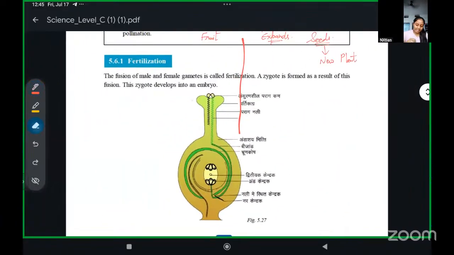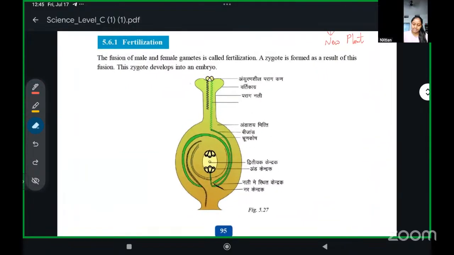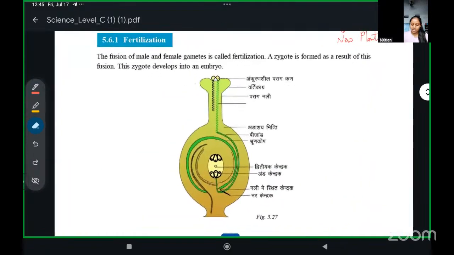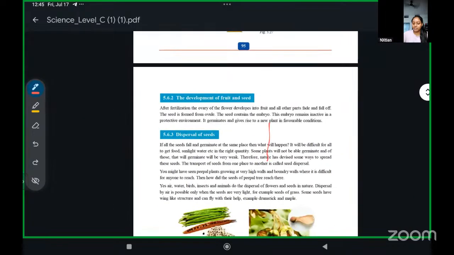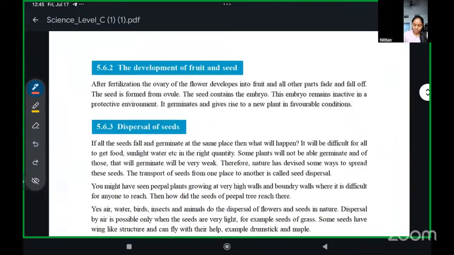So, this is a diagram of fertilization. In plants also it is called fertilization. In plants also, pollination leads to fusion and the formation of the zygote, called fertilization. The zygote develops into an embryo in plants, which is actually a fruit.